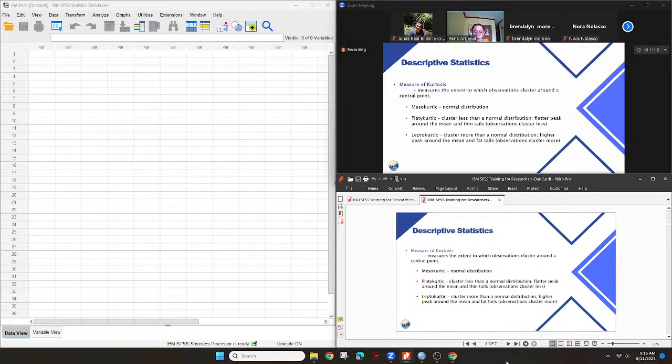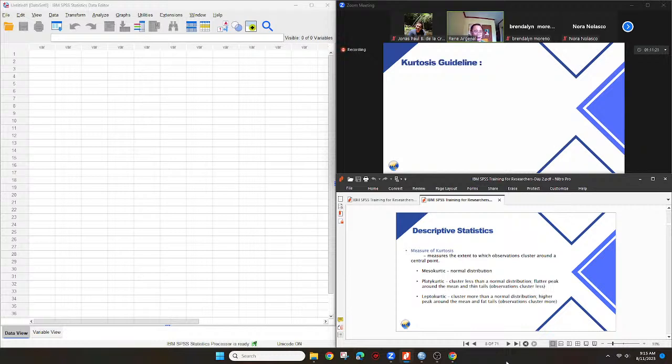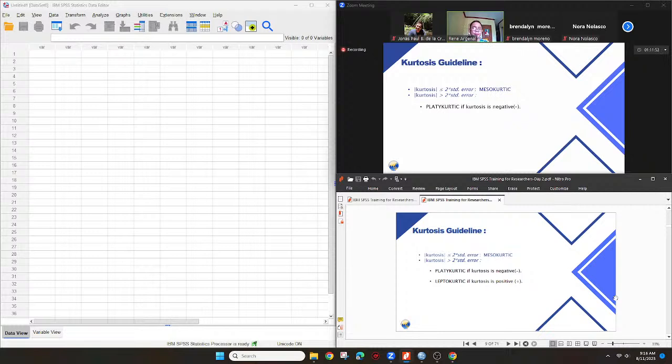So how would you determine whether you have a mesokurtic, platykurtic, or leptokurtic distribution? You have here the guideline. If the absolute value of kurtosis is less than or equal to the same value as for skewness, it is a symmetric distribution, which is just normal or mesokurtic. However, if it is greater, it is platykurtic if kurtosis is negative, and leptokurtic if kurtosis is positive.